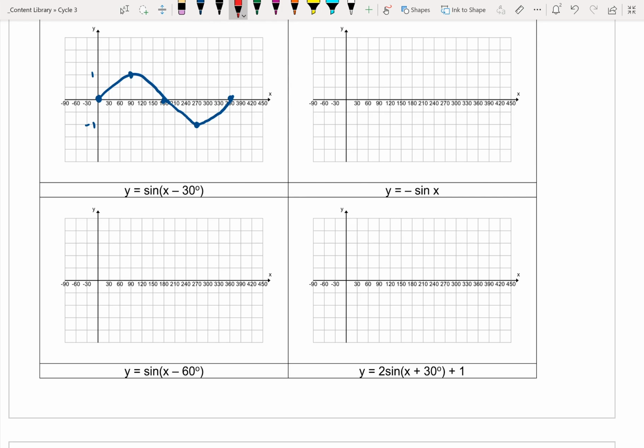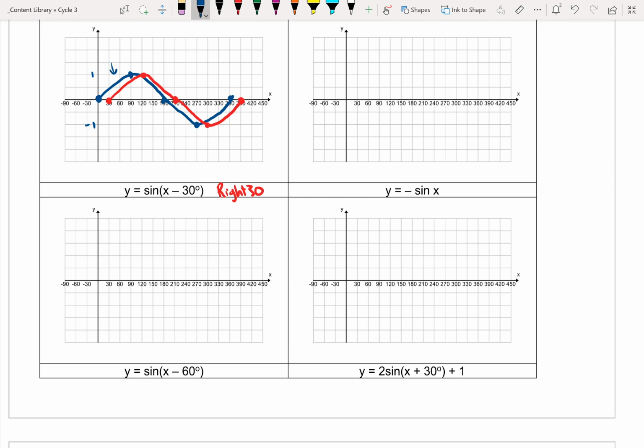So if I look at this equation, y equals sine x minus 30 degrees, the only transformation that's applied here is that I have to move right 30 degrees. So this one's fairly easy because what we have to do is basically shift our key points to the right 30 degrees. So in this case, (0, 0) becomes (30, 0). Everything shifts over slightly by 30 degrees. And then I just connect all the dots. And there you have your transformation.